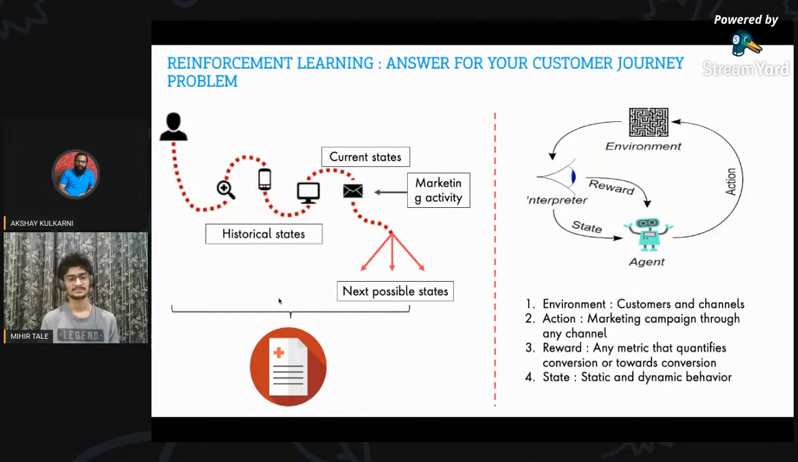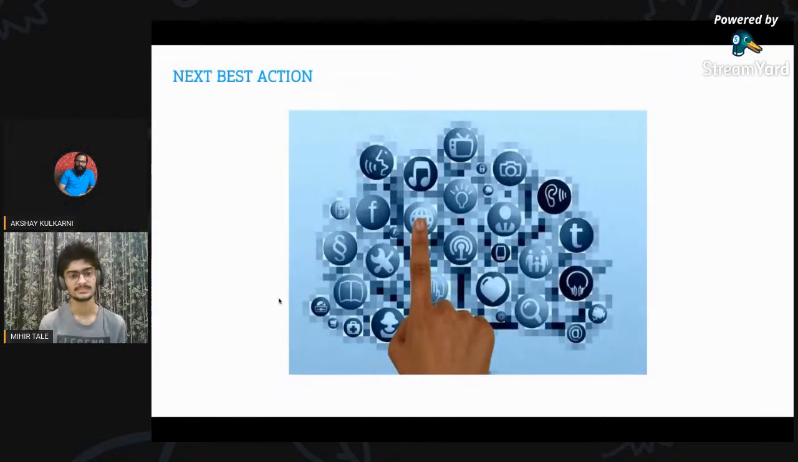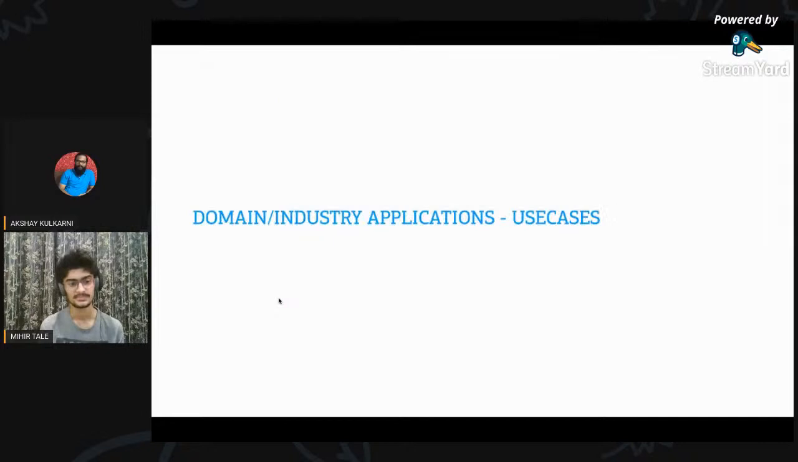analysis you need to do before you arrive at and define any of your problems, right? And reinforcement learning is playing a major role, and probably next best action. I'm just talking about a few of the recent implementations in every industry, what they are doing to improve their sales, improve their revenues, enhance consumer experience, and all of it, right?